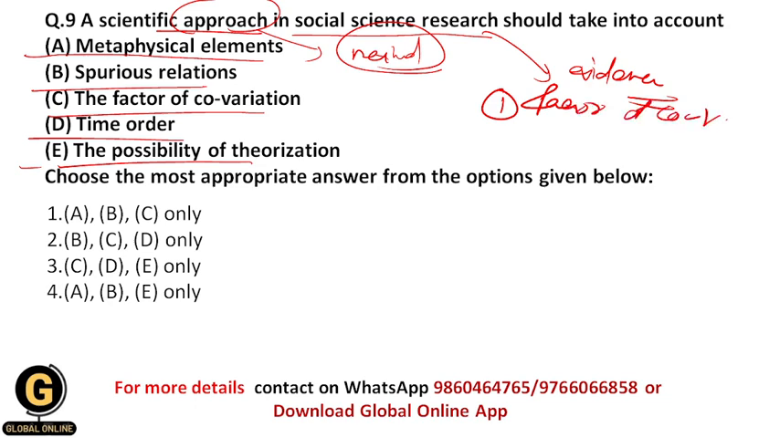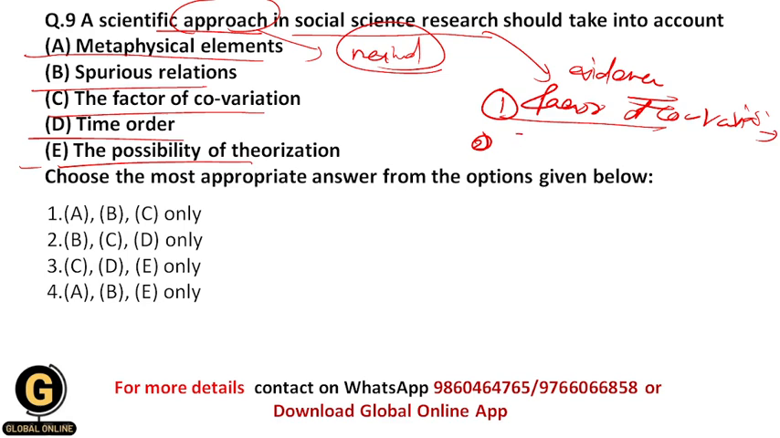Factor of covariation means that here you are going to establish the covariation between the variables. I mean to say, if you decrease or increase the value of one variable, then obviously the value of the other variable is going to decrease or increase. So here you are going to establish the covariation or correlation between the variables that you are studying.